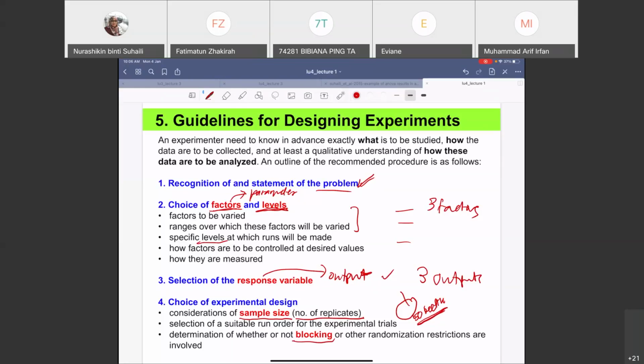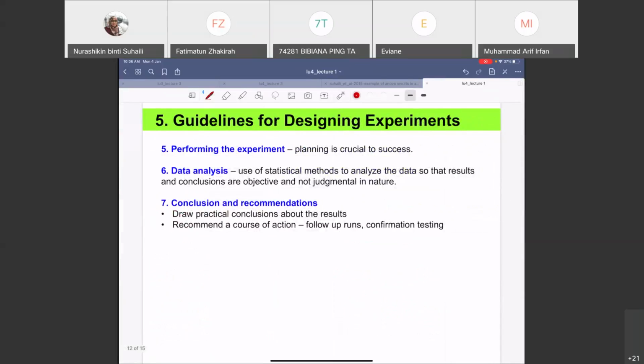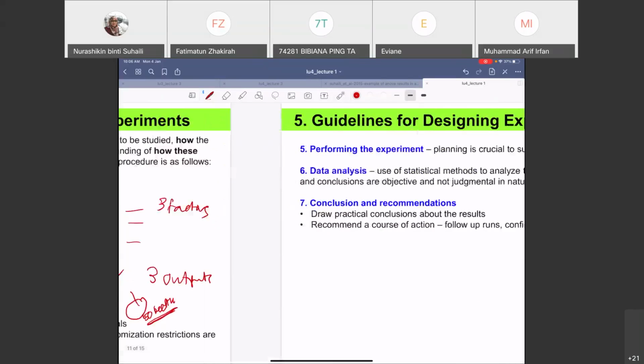Maybe you take from different points within the sample, within the area. Okay, that is randomization. And then performing the experiment. So how you do the experiment.